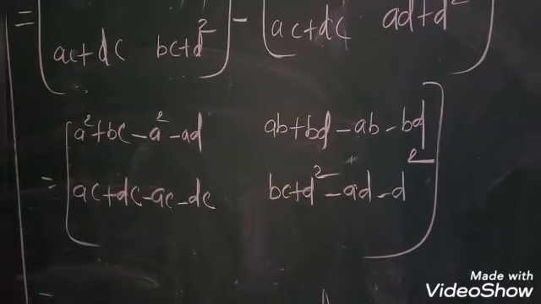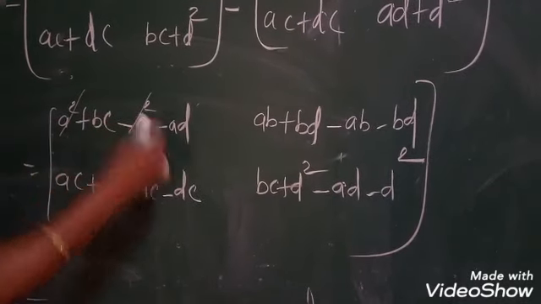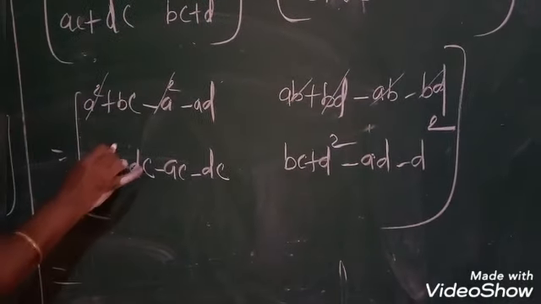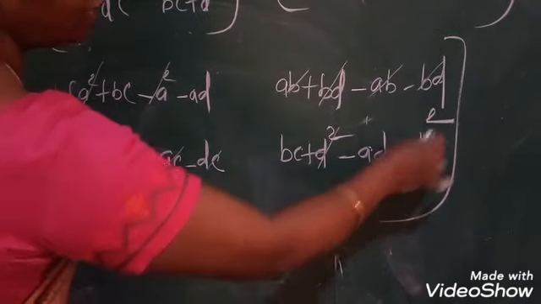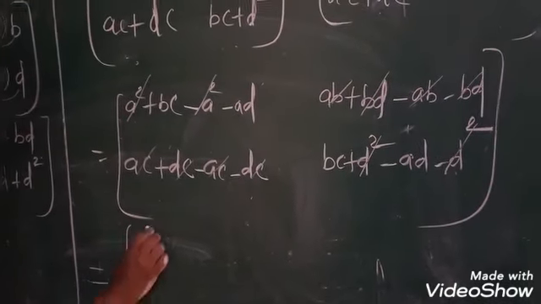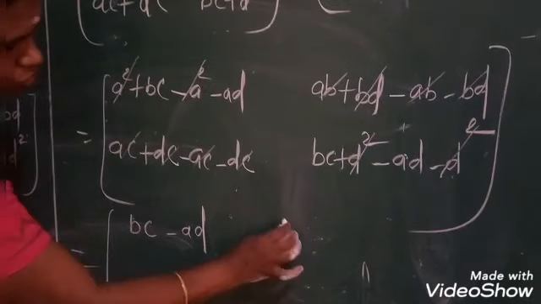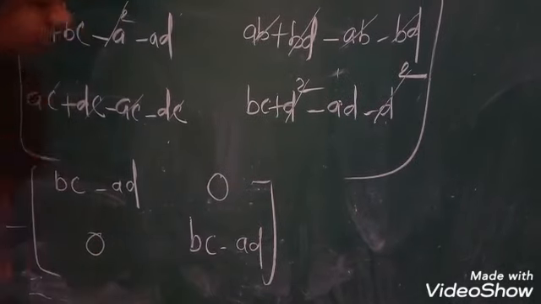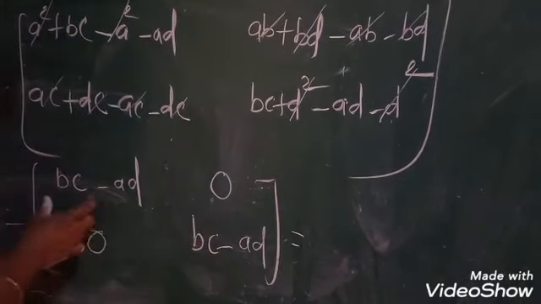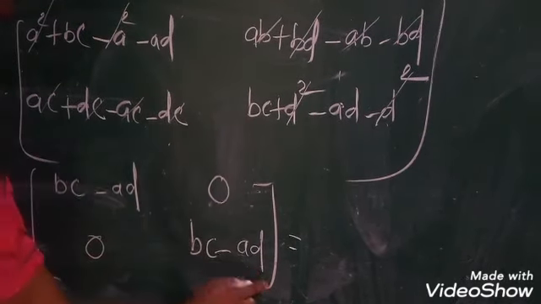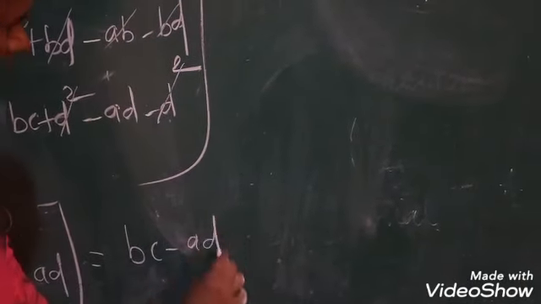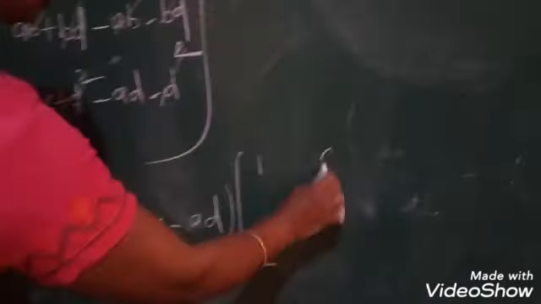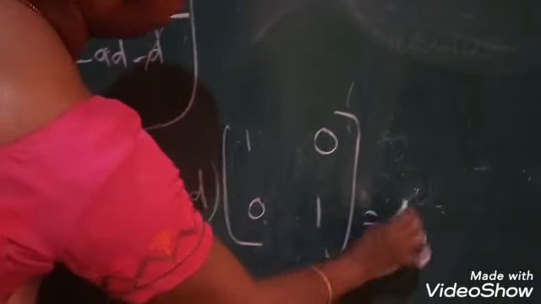Now you have to simplify, girls. What is the simplification? Minus A squared plus A squared cancel. Here minus BD plus BD, everything will be cancelled here. Here also. Here D squared and D squared cancel. The remaining is BC minus AD, 0, 0. Here BC minus AD. Now I am going to take BC minus AD out. Here also BC minus AD. Here also BC minus AD. So BC minus AD should be taken out, which means you have to replace that place with 1, then 0, 0, 1. This is what we want to prove.